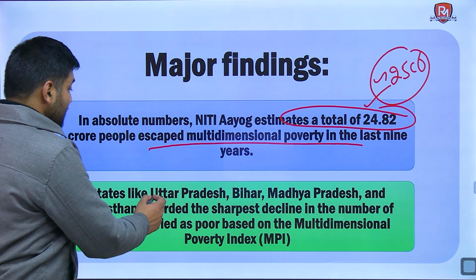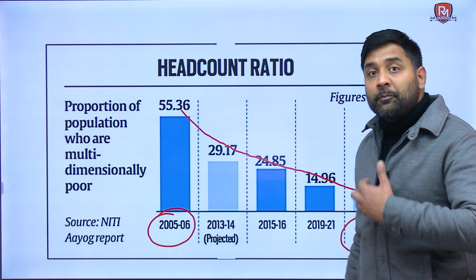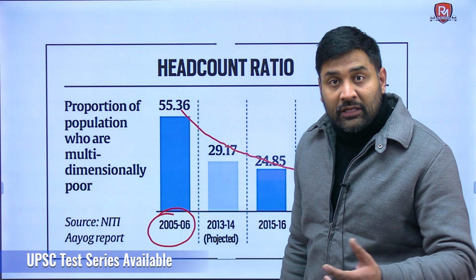Now, this is something we have already discussed, so I am not going to discuss this slide again. The next thing is the headcount ratio. As we can see, between the 2005-06 data and the 2022-23 data, the overall headcount ratio is continuously decreasing in India. That means more and more people are escaping multidimensional poverty within India. So, it is a good sign for the Indian economy as well as for Indian society.